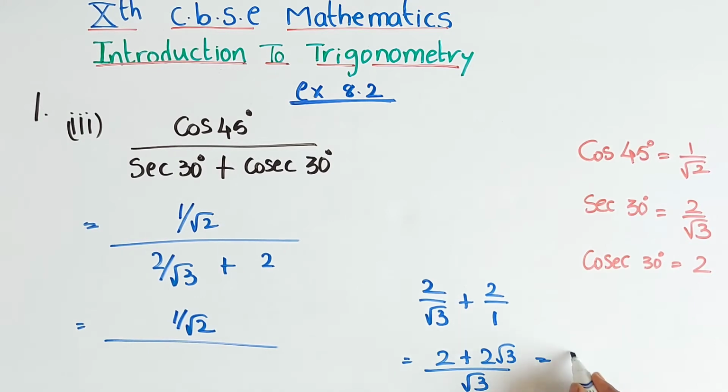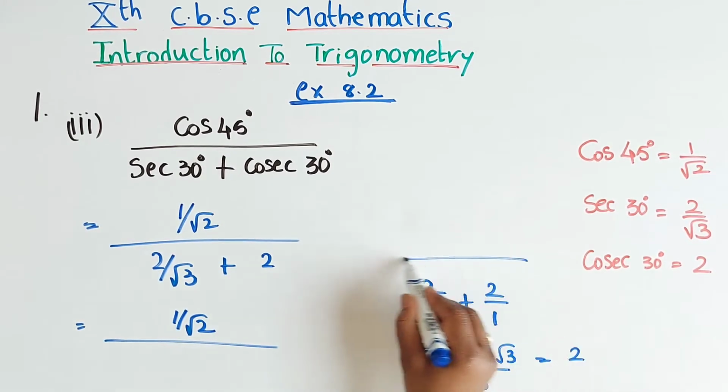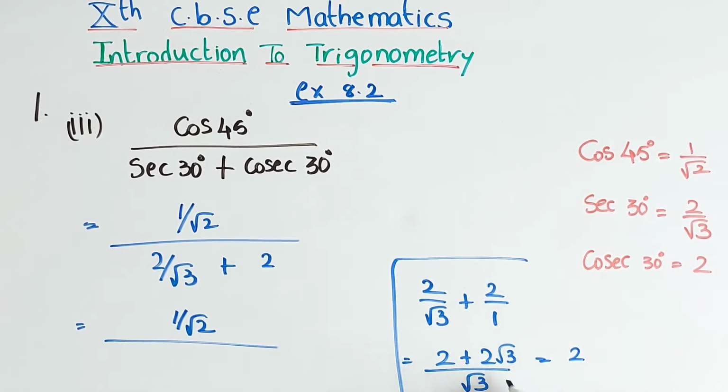Let's take 2 common. This is only the denominator part, children. So let's take 2 common here. 1 plus root 3 and by root 3. Correct, children? This is only the denominator part. Let's substitute the value in the denominator. That is 2 into 1 by 1 plus root 3. 2 into 1 plus root 3 divided by root 3.